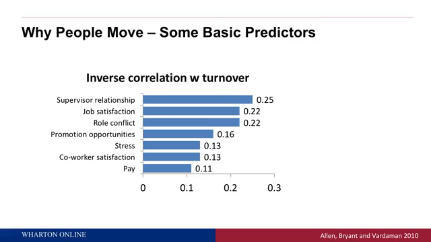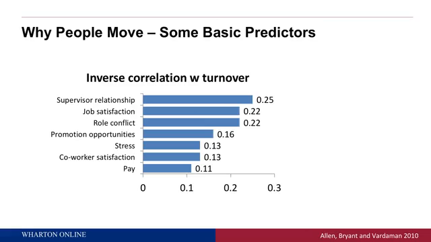The quality of the relationship that people reported with their supervisor is the highest correlate among these different factors in terms of correlating with turnover. People leave when they dislike their manager, and that we certainly see in the data. If they're not happy with their job, they leave, or if there's conflict in roles.